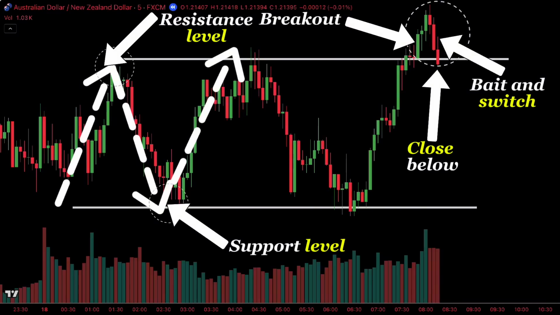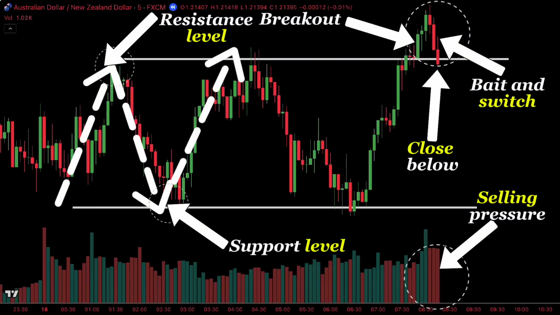Now let's confirm this move using volume. As you can see, there is a strong increase in selling volume right after the bait and switch. This indicates strong selling pressure and confirms that sellers are entering the market after the trap. This gives more strength to our setup.